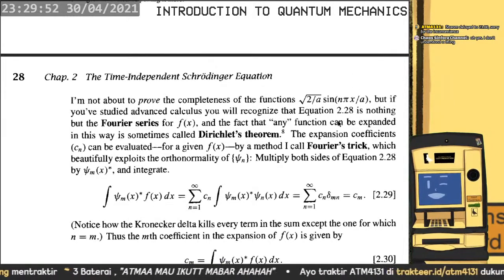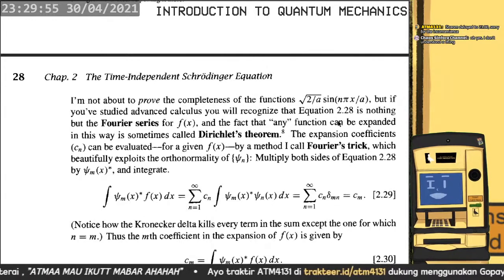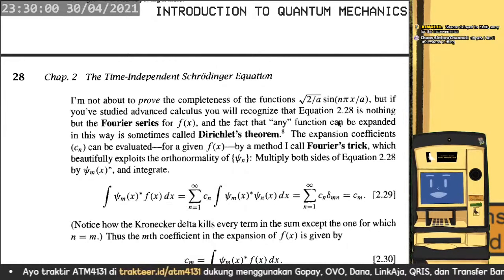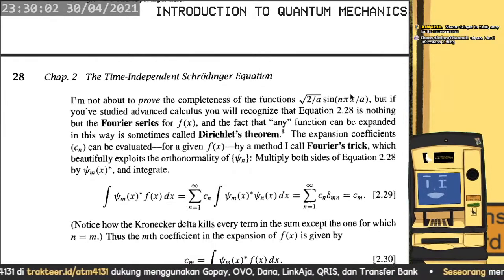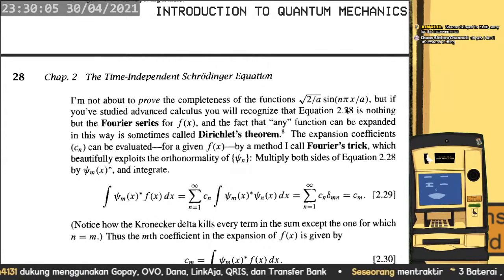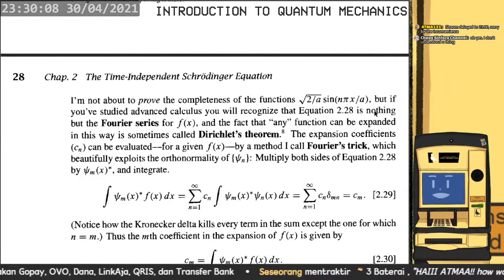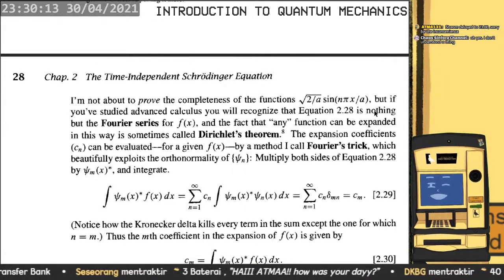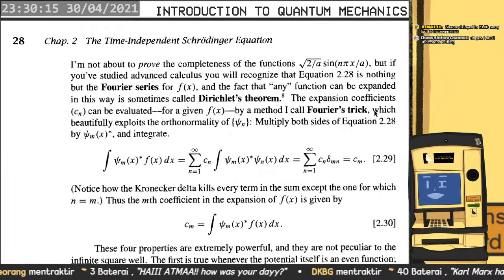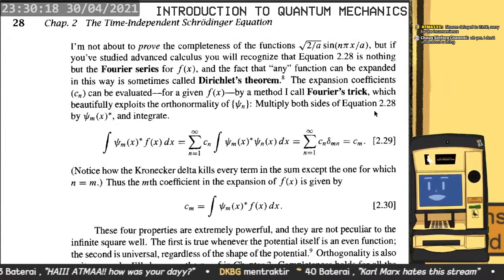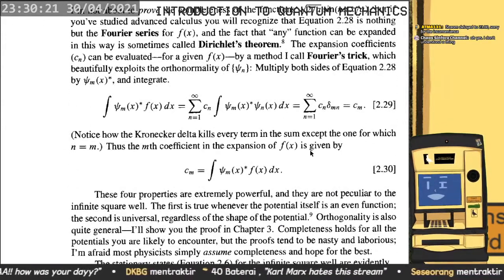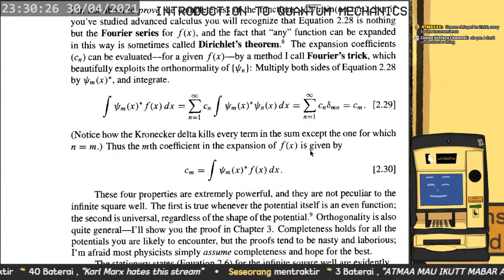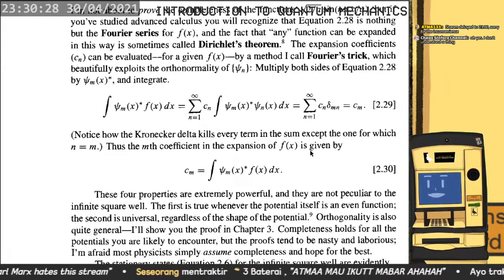I'm not about to prove the completeness of these functions, but if you studied advanced calculus, you will recognize that 2.28 is nothing but the Fourier series of f(x). The fact that any function can be expanded in this way is sometimes called Dirichlet's theorem. The expansion coefficient beautifully exploits the orthonormality of ψn. Multiply both sides of the equation by ψm(x) star and integrate like this. Notice how the Kronecker delta kills every term in the sum except the one for which n equals m.